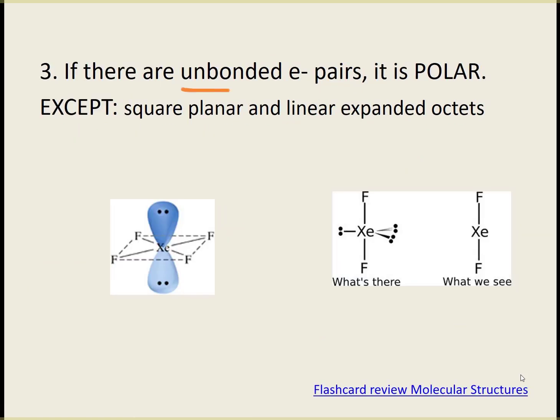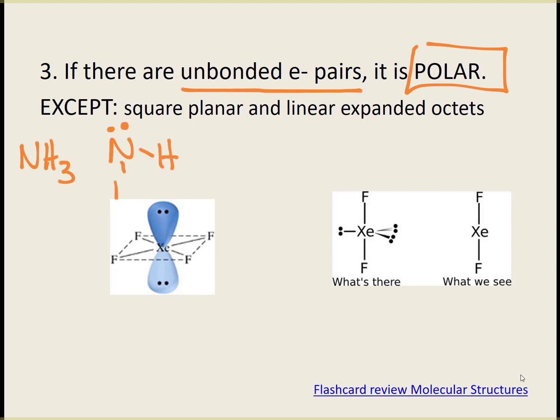If there are unbonded electron pairs, it is polar. So anytime you see unbonded electron pairs, you know it's going to be polar. Let me give you an example. So this is ammonia, NH3, and let me draw the dot diagram here really quickly.